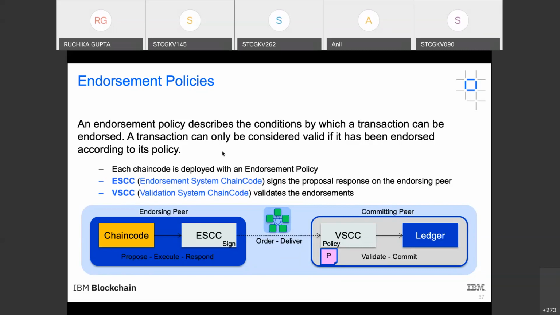In case you want to do something additional, something you want to modify, it is up to you. You can go and change it. By default, this is what the Fabric implementation would give you. But if you want to modify it, maybe you don't want to validate because you think it's not needed, then you can write your own implementation of a validation system chain code where you don't do any validation. Or you can decide that maybe I will not commit in all. It's left to you in terms of how you want to do it.